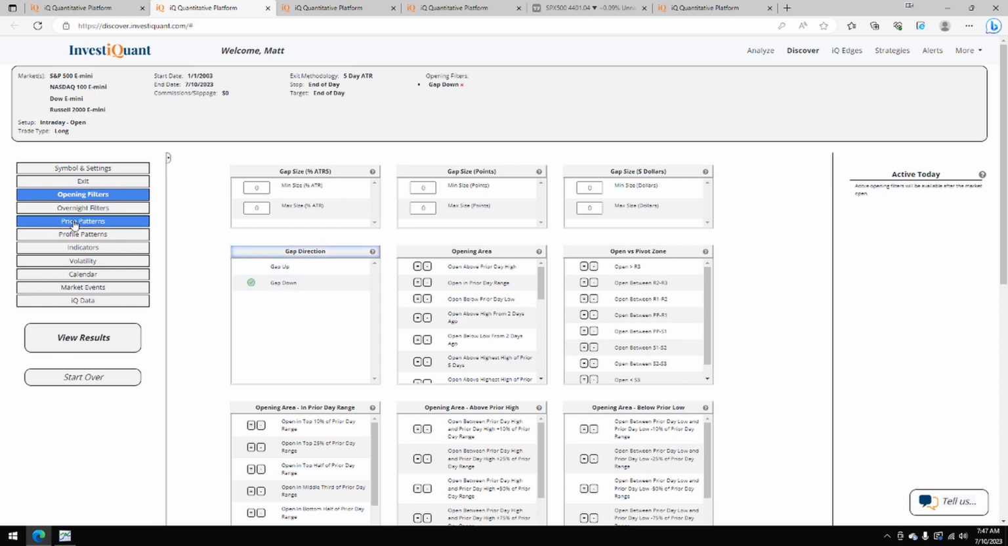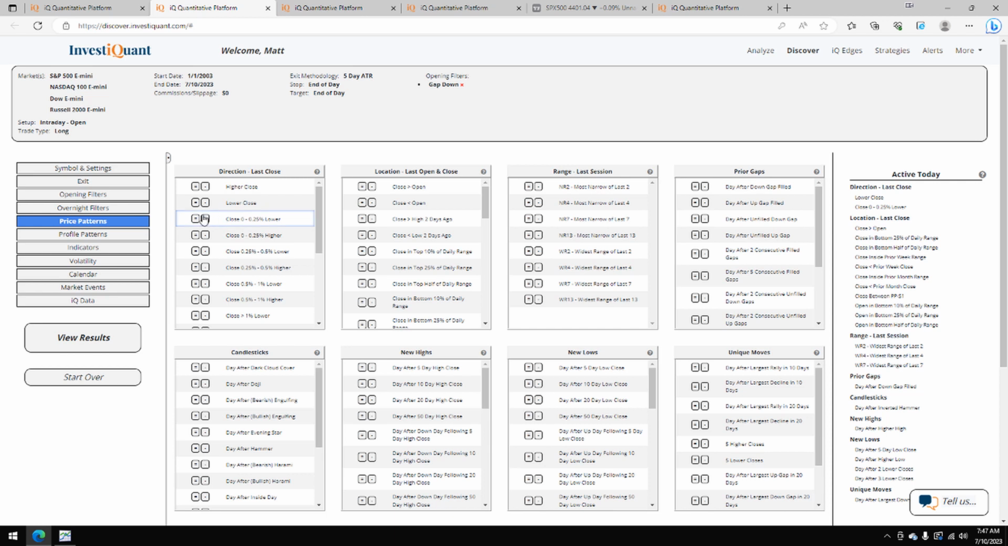The next thing I'm going to do is go to the price patterns library and grab that lower close that we had on Friday. I'm going to grab it from right here. Just hit the equal sign next to it. It'll get added to the test. You could also grab it from the active today section.